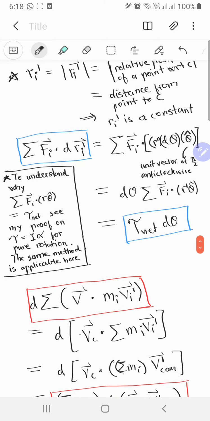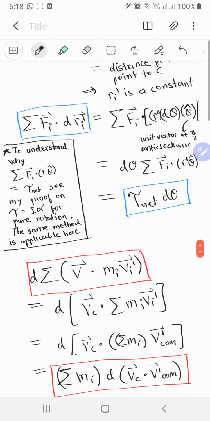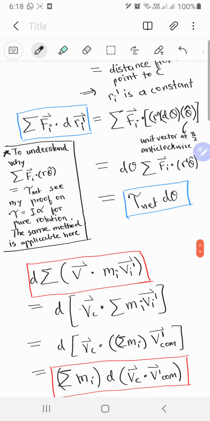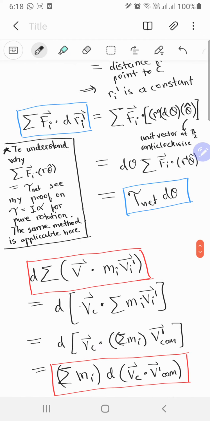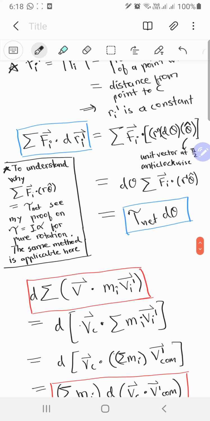Okay, next we are coming to this blue part. So summation of fi bar dot ti dot dri dash bar, and these notations are really hard to speak. Anyway, so I also did a similar kind of thing in the last proof which we did for a rotating body, but which is not moving. So it's pure rotation. So we did the proof for that, and you can watch that if you want to.